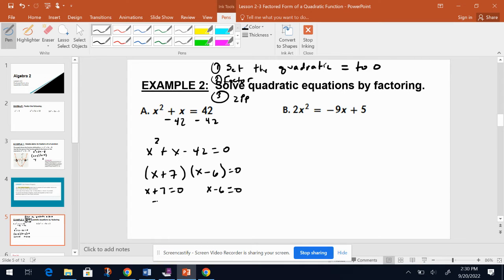So how do I get x by itself? I subtract 7. I get x is equal to negative 7. Here I'm going to add 6, and I get x is equal to 6. So we are now solving equations, and what are we finding? We're finding where the graph crosses the x-axis.